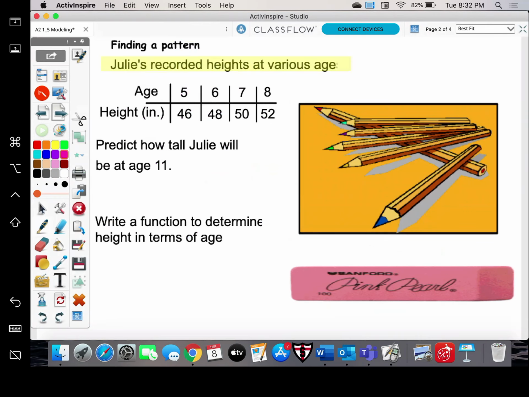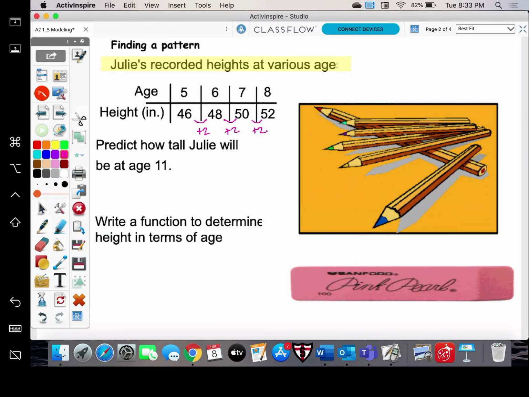Okay, let's look at this. Here we have Julie, and Julie's heights have been recorded at various ages. So we have age 5, 6, 7, and 8. And there's a hint up there to find a pattern. Patterns are always a really good idea. So we can see that between age 5 and 6, she grew 2 inches, and another 2 inches the next year, and another 2 inches another year.